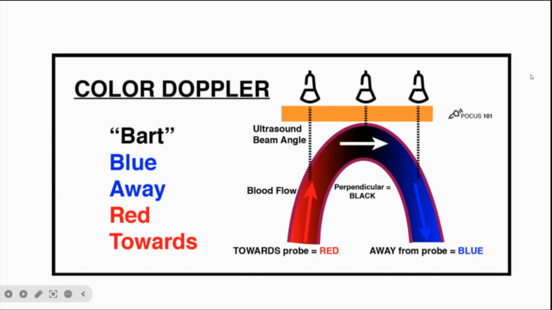One rule of color Doppler is BART, where it stands for blue away and red towards. Sometimes people will say, as you get closer to someone, you tend to blush because you are shy, so you turn red. That's how we remember.